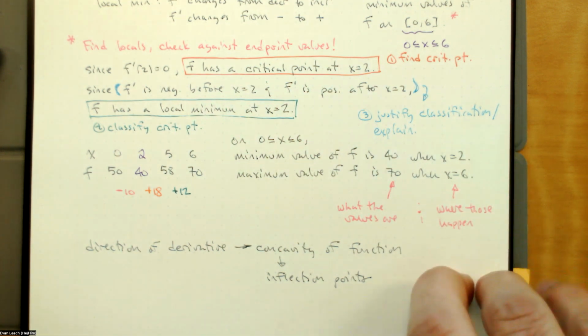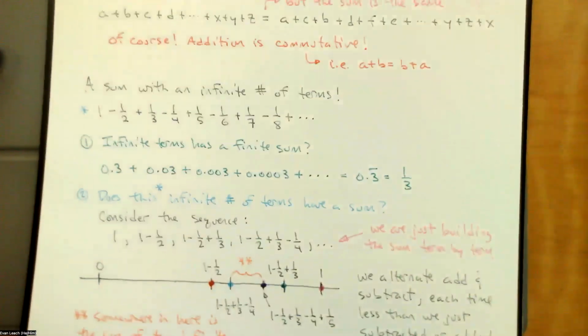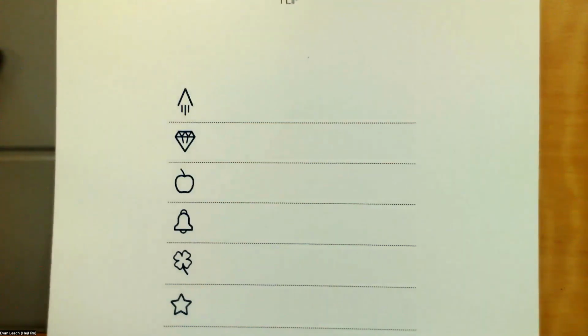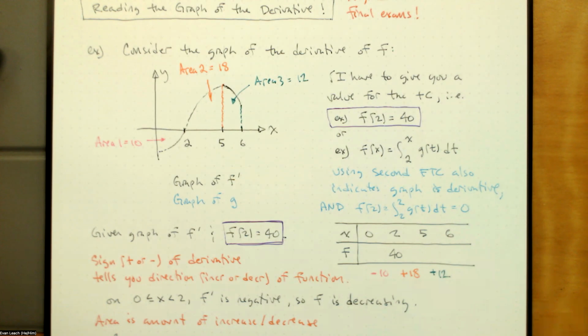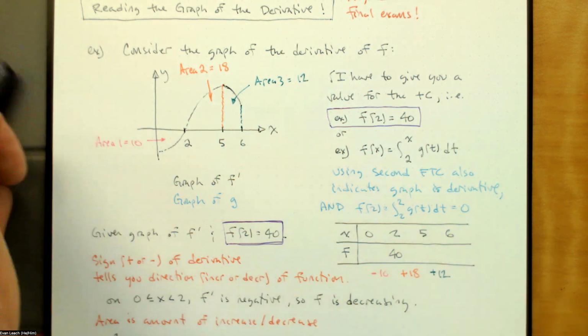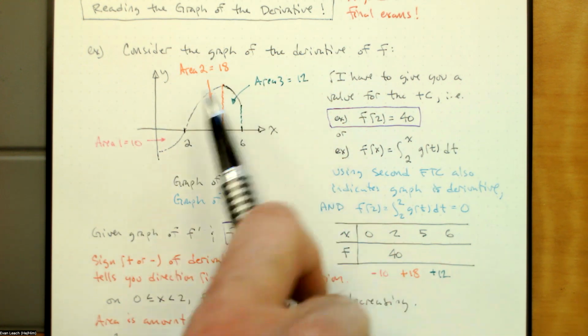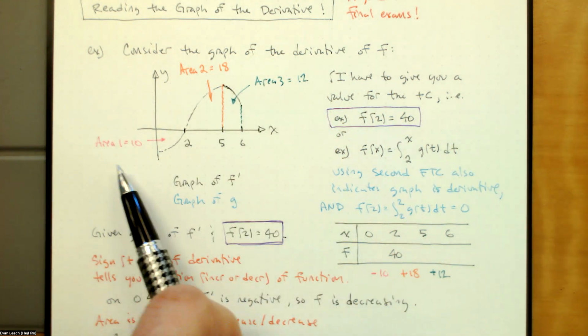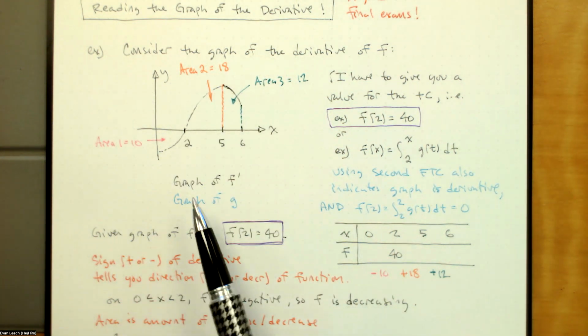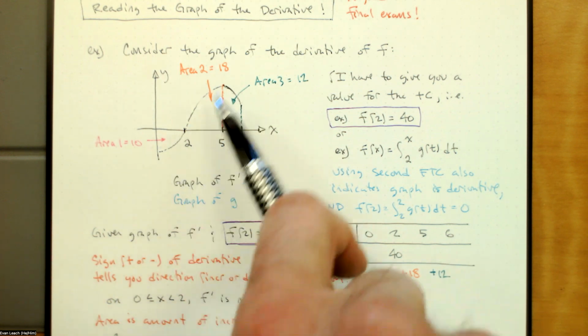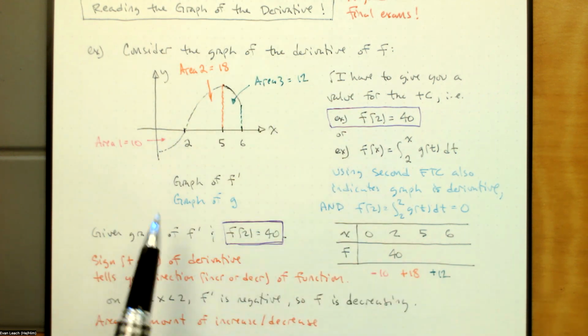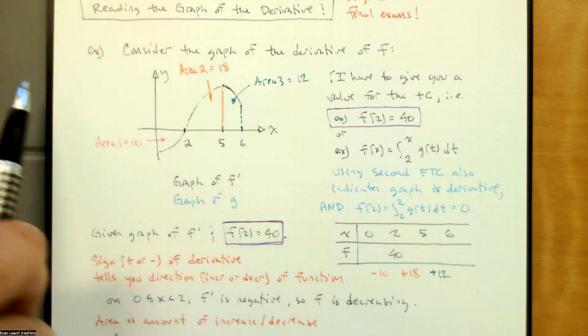So tomorrow we'll look at this graph again. Take a look at this graph again and think about the direction of this derivative, and that tells you about the concavity of the function and where the inflection point might be. It's harder to see inflection points, but we're looking for maximum and minimum values of the derivative. So here's where our inflection point is going to be.